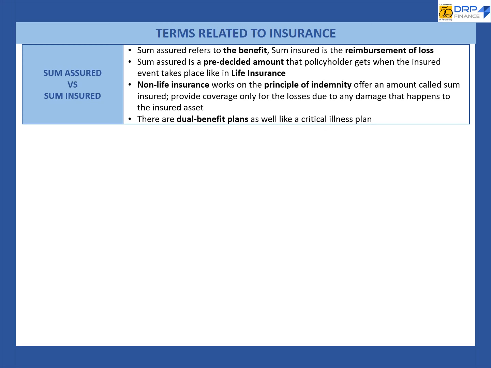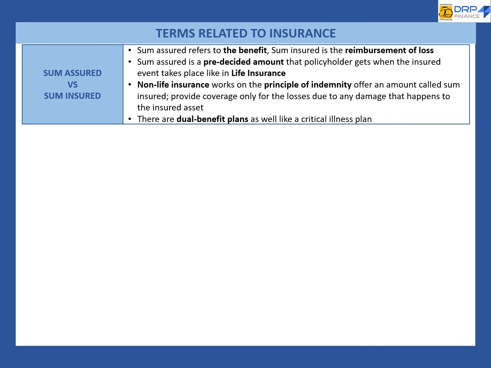Sum assured is a pre-decided amount that the policyholder gets when the insured event takes place, like in life insurance. Non-life insurance works on the principle of indemnity, which offers an amount called sum insured. It provides coverage only for the losses due to any damage that happens to the insured asset. There are also insurances which offer dual benefit, like a critical illness plan.